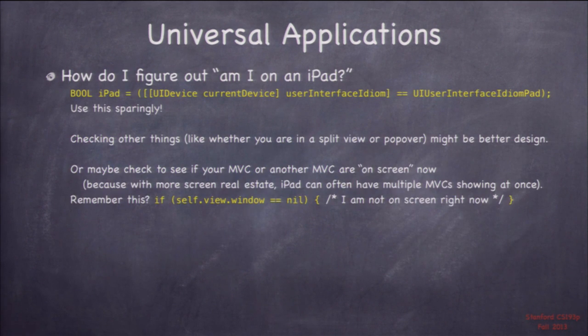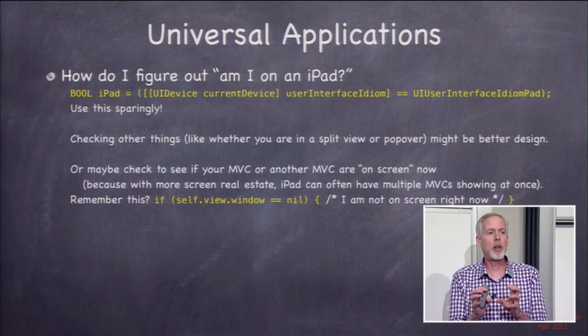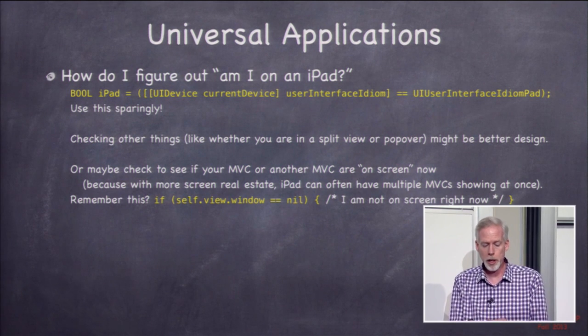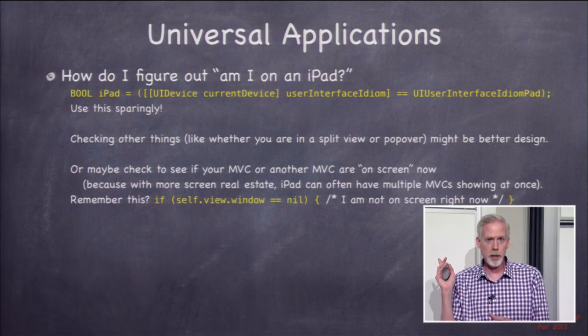But first, in your code, how can you tell you're on an iPad so that you can do something different in your code? Because you have this shared code base. The only thing that's different is the storyboards. So sometimes you want to tell if you're on an iPad. Well, that's the way to do it, okay?